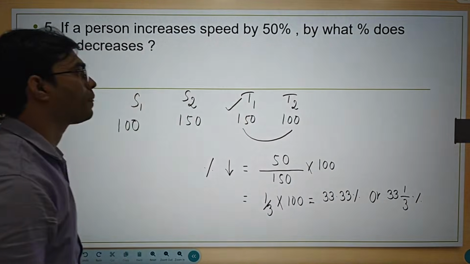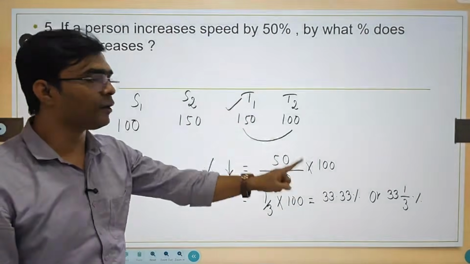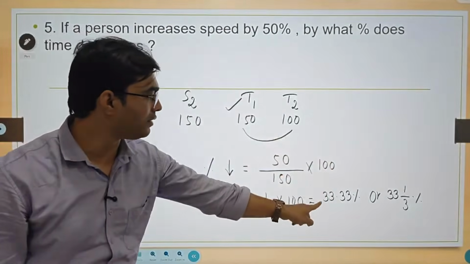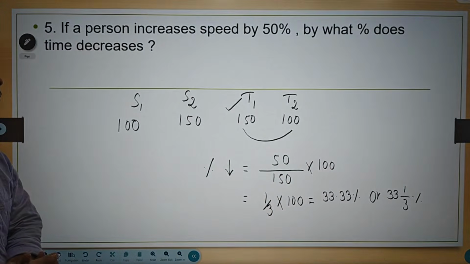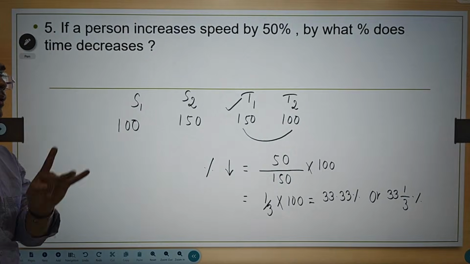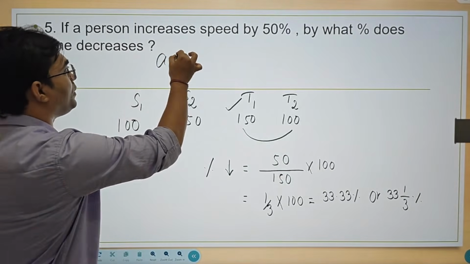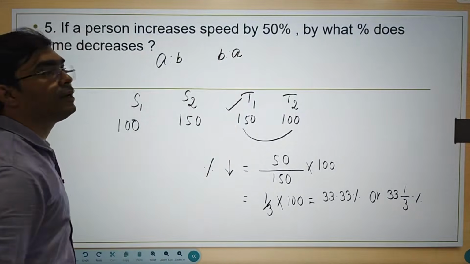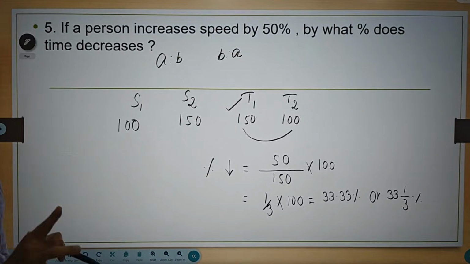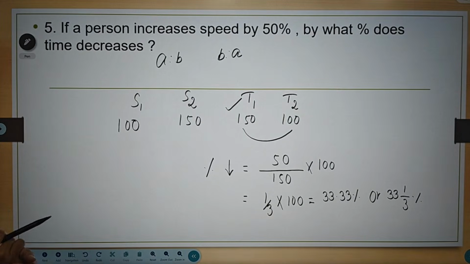Similar ideas. When the speed is increased by 50%, time must decrease by 33.33% if the distance is a constant value. Right? Can you see all the problems have a similar concept? What similar concept am I applying? If the ratio of S1 is to S2 is A is to B, then the ratio of T1 is to T2 must be equal to B is to A, because S and T are inversely proportional to each other whenever distance is a constant value. Fine. Let's go for one more problem.